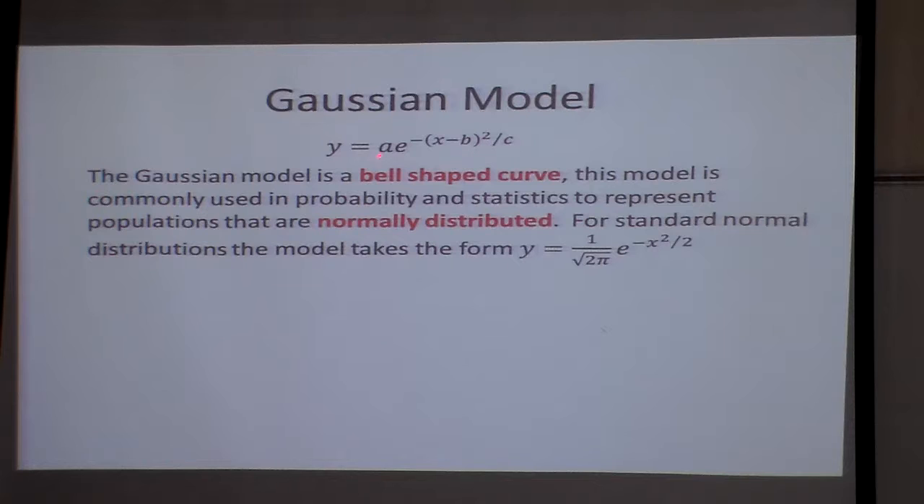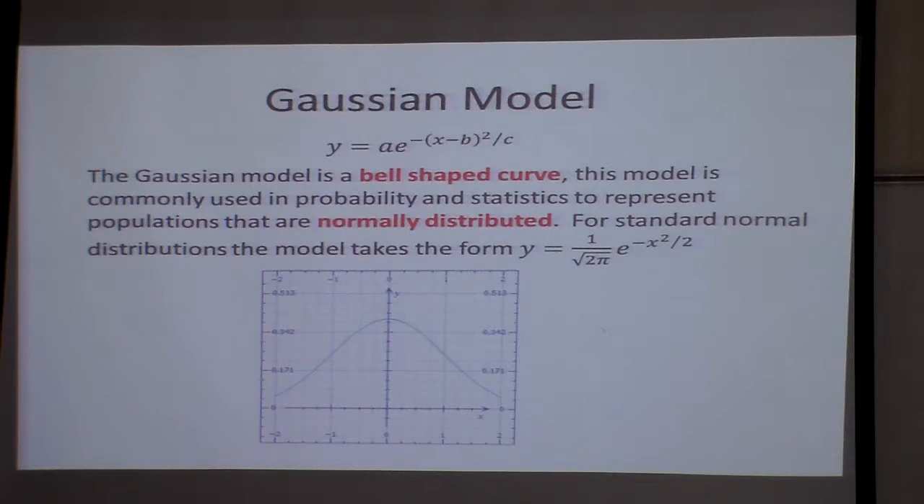Notice you have a whole bunch of constants up here. This a would be 1 over square root of 2 pi. Notice you have the negative, you have an x. There's no particular x minus b in this one. The b would be 0 in this particular problem, and the c would be the 2. All right? That's what that particular bell-shaped curve looks like.